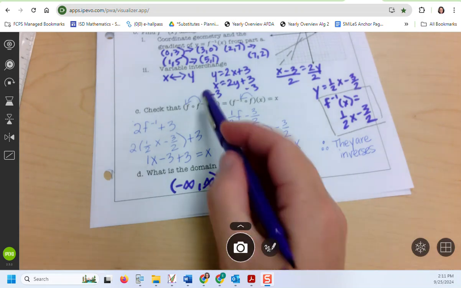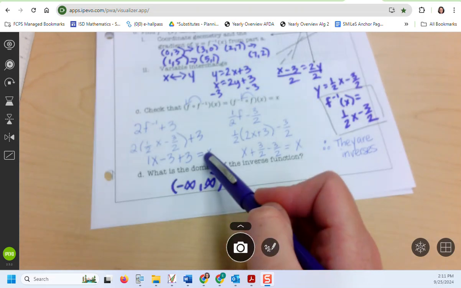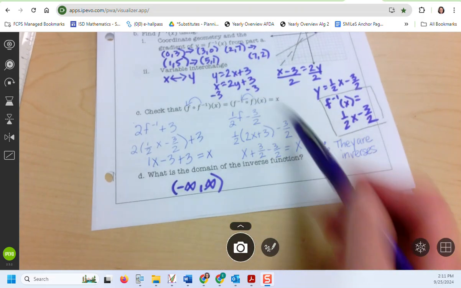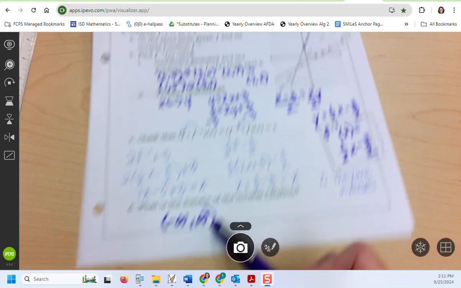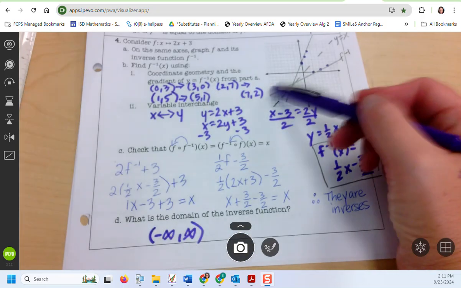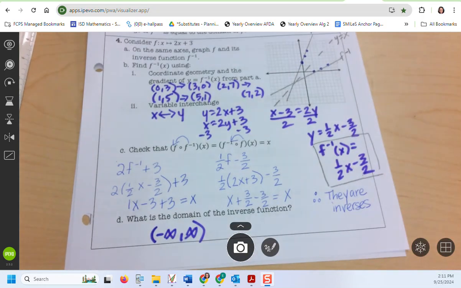All right, so in this one, we put the inverse into f, we got x. We put the function into the inverse, we got x. Therefore, they're inverses. And to find the domain, we just looked at the graph to see that it was negative infinity to infinity. All right, one more problem on the back.